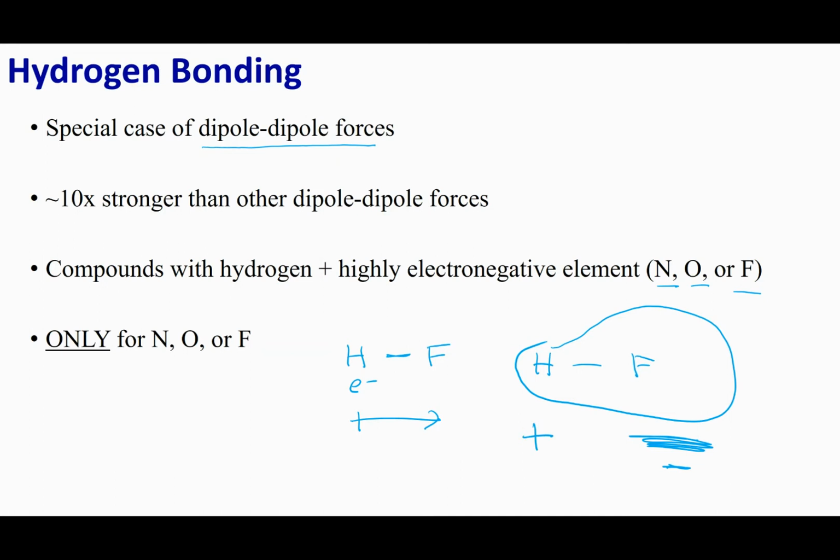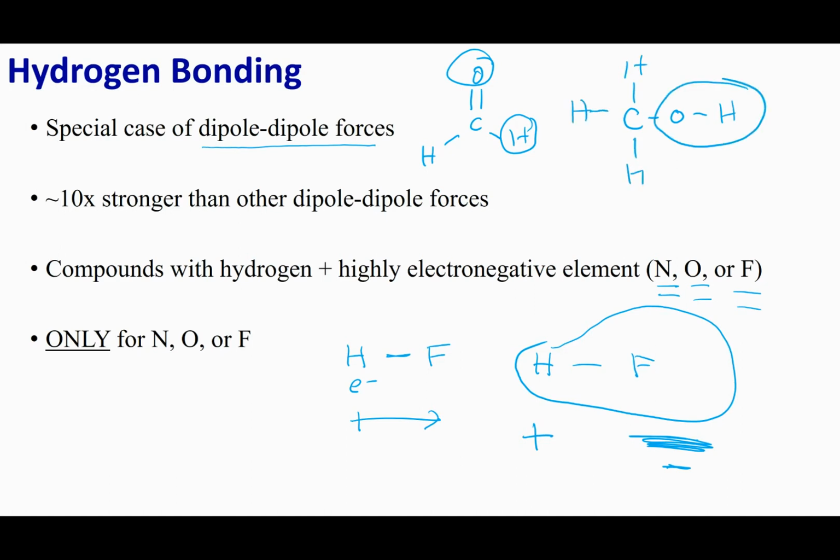Now, I want you guys to be careful. We have to have hydrogen attached to either a nitrogen, oxygen, or fluorine for this to occur. For example, if you had this molecule right here, this molecule does not have hydrogen bonding. Even though it has a hydrogen and an oxygen, they are not attached to each other. To get this special condition, I need that hydrogen to be directly attached, and then I will get this special type of dipole-dipole, the hydrogen bond.